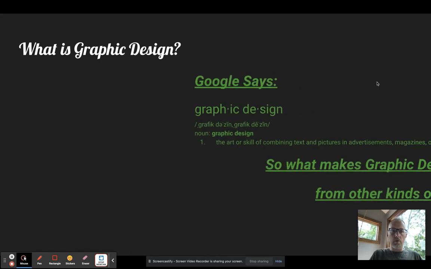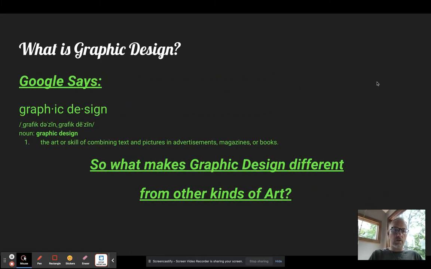So in this course, we're going to be doing graphic design. So let's just go straight to Google and define that. If we go to Google and say, define graphic design, Google says it is the art or skill of combining text and pictures in advertisements, magazines, or books. So what makes graphic design different from other kinds of art?